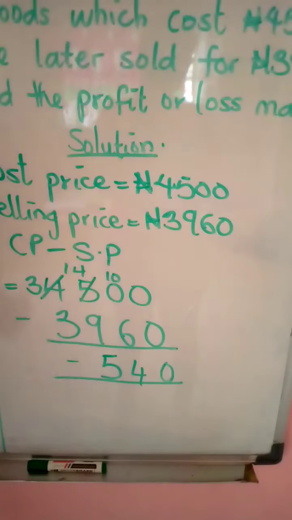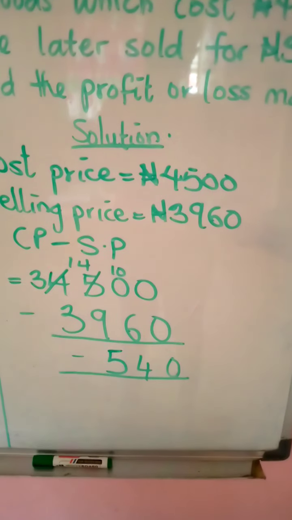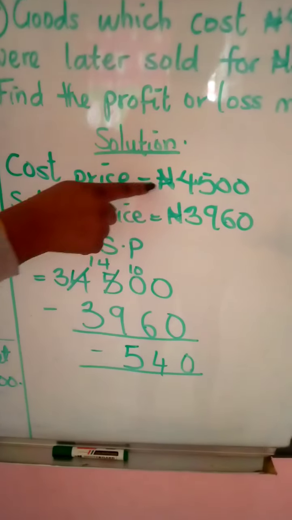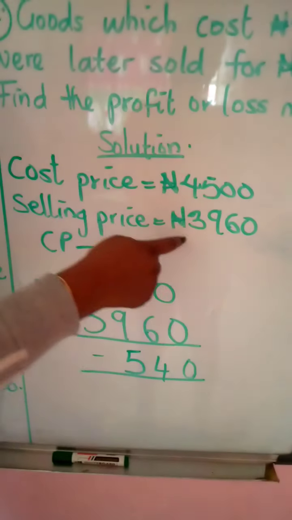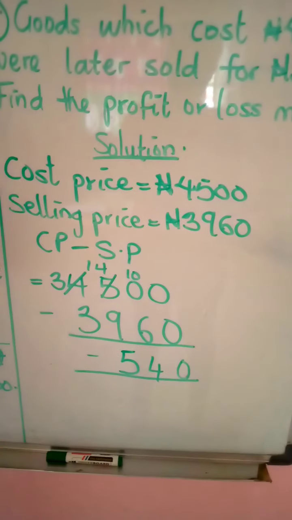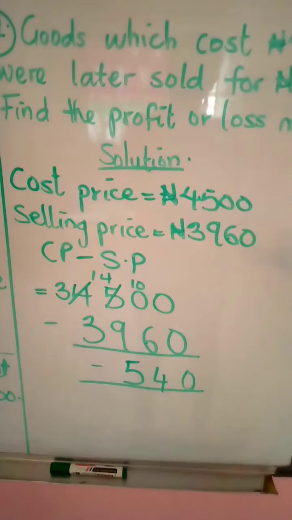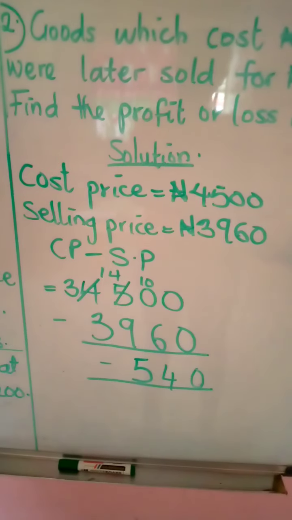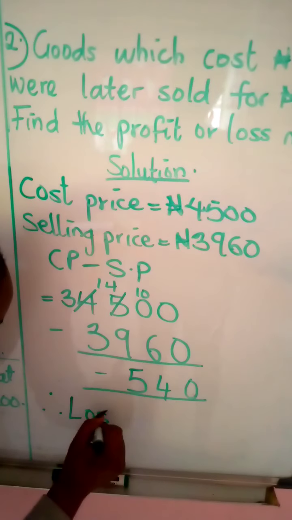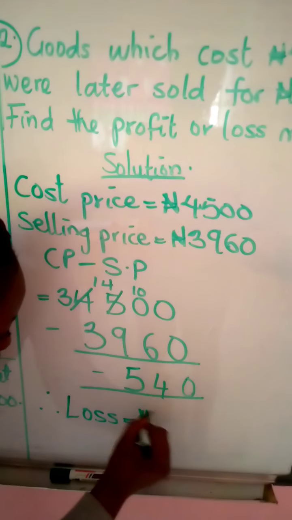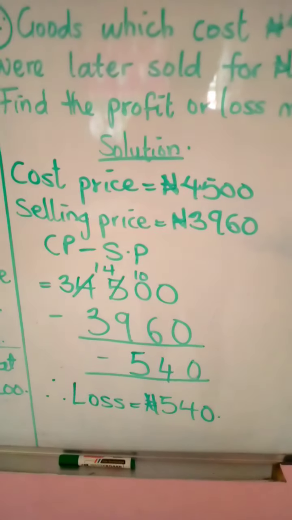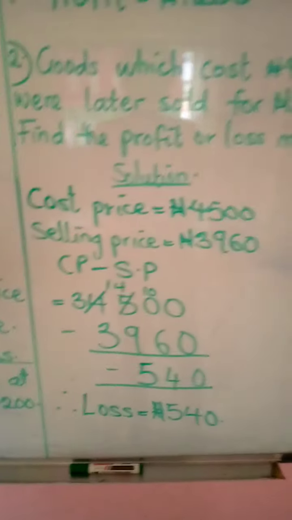Nothing. So is this profit or loss? How do I know? My cost price is 4,500. I bought it for 4,500 and I sold it for 3,960. So, since my cost price is greater than my selling price, it is a loss. Okay? Beautiful.